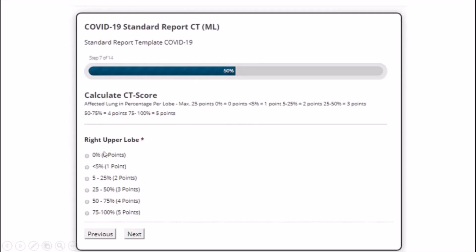And then it's time to calculate the CT score that I mentioned a little bit earlier, lobe by lobe. What I like about this system is that it will guide you while you are looking at the images, so that you don't miss anything. So I think it's a checklist plus a standardized reporting system. For the right upper lobe, you check how much involvement there is, and choose 0, less than 5, 25, 50, 75, according to what you see.